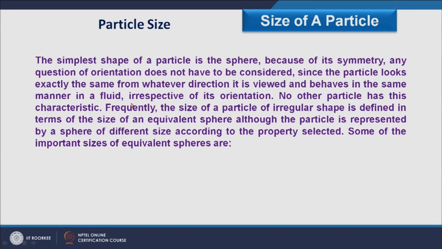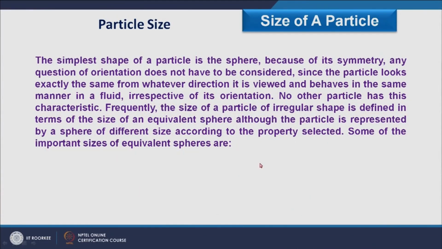So the simplest shape of particle is the sphere because of its symmetry. Any question of orientation does not have to be considered, since the particle looks exactly the same from whatever direction it is viewed and behaves in the same manner in the field. Therefore, we try to define all irregular particles with a sphere. Now how can we do this?